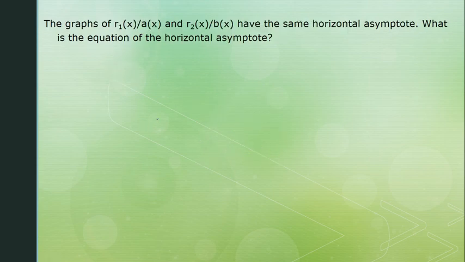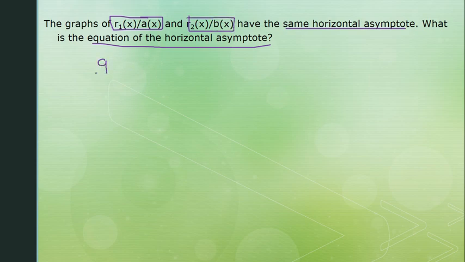The graphs of r1 of x divided by a of x and r2 of x divided by b of x have the same horizontal asymptote. What is the equation of the horizontal asymptote? So I want to know the equation of the horizontal asymptote, and it's the same for both of them. So I'm going to first write out my r1 of x over a of x and my r2 of x over b of x. So I had r1 of x was 9, a of x, x plus 6. My r2 of x was negative 19, and my b of x was x plus 3.